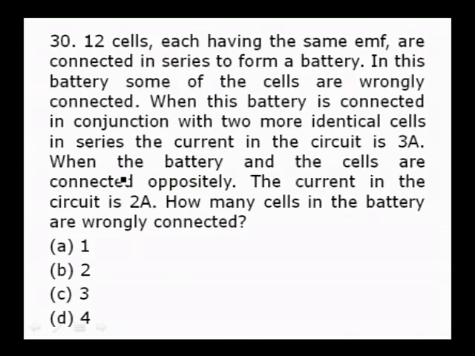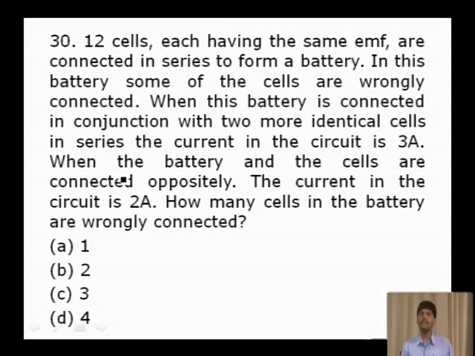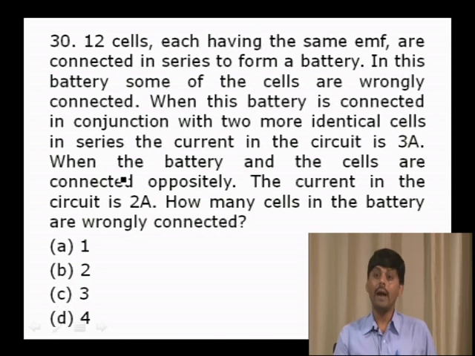Question number 30. 12 cells each having the same EMF are connected in series to form a battery. In this battery, some of the cells are wrongly connected. When this battery is connected in conjugation with two more identical cells in series, the current in the circuit is 3 ampere. When the battery and the cells are connected oppositely, then the current in the circuit is 2 ampere. How many cells in the battery are wrongly connected? Option A 1, option B 2, option C 3, option D 4.